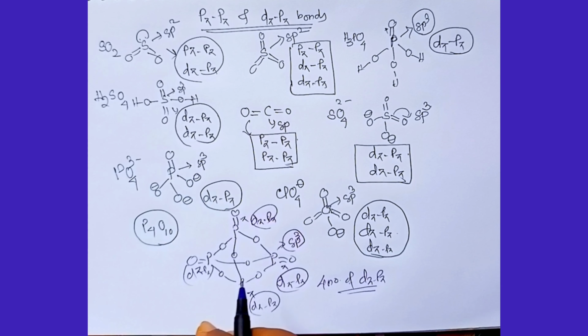So this is the random practice. Instantly, by drawing the structure we can see the number of p pi p pi and the number of d pi p pi bonds present in a given molecule.